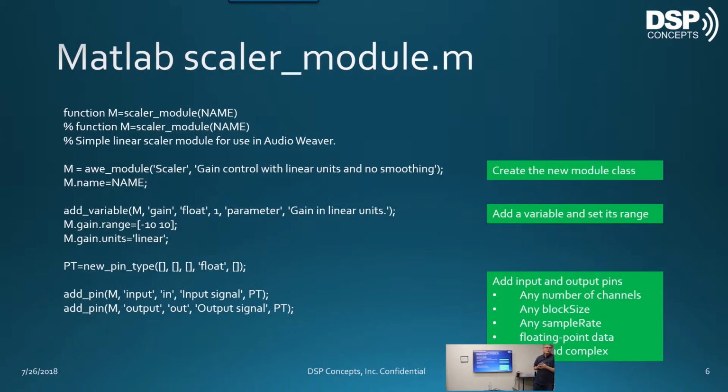I put an empty matrix there. An empty matrix means there are no constraints placed on it. This module can do any number of channels, any block size, any sample rate. It only supports floating point data, and it can do real or complex data. Okay. So those are the kind of constraints you can put on the pins. Okay, you add the pin, you name it.